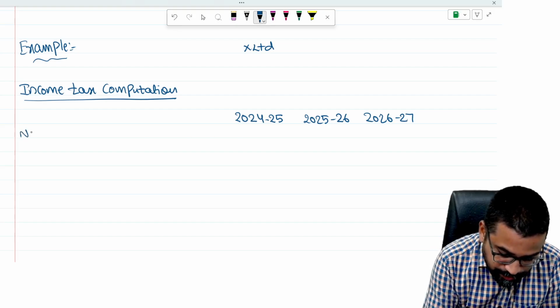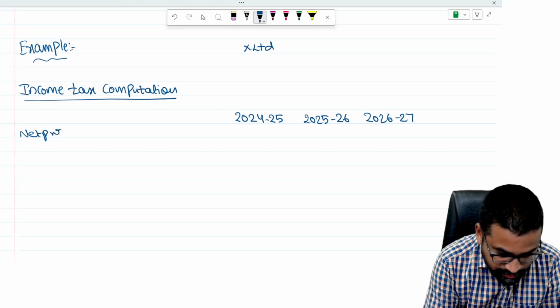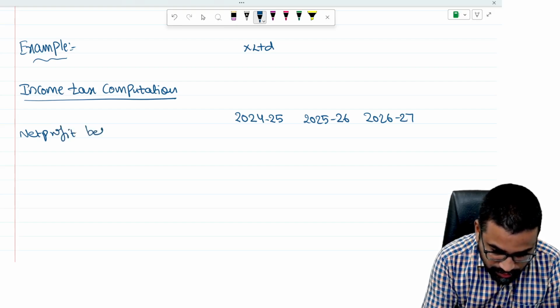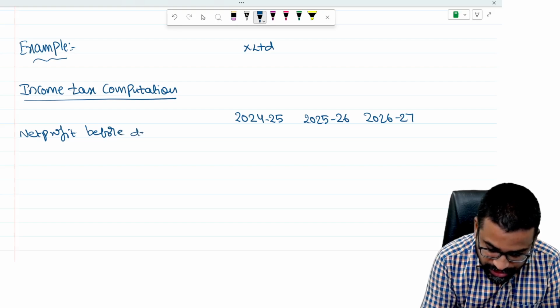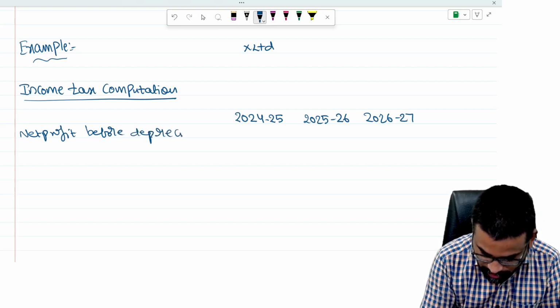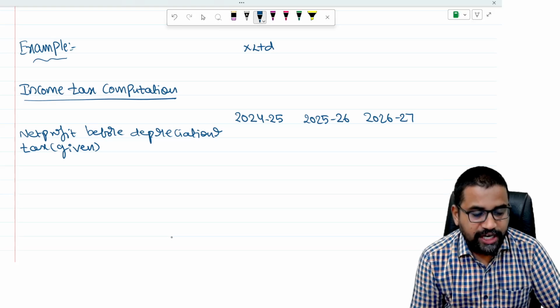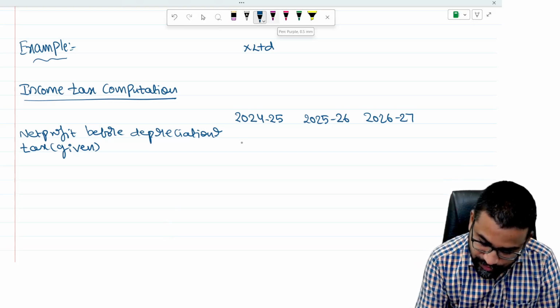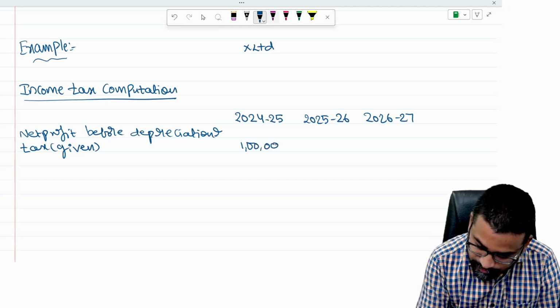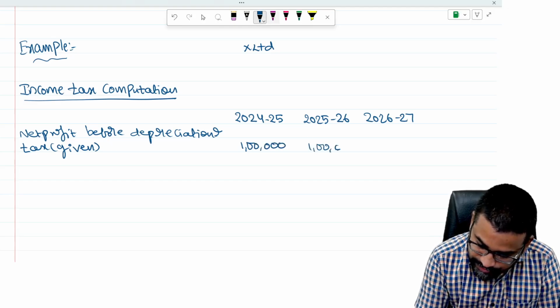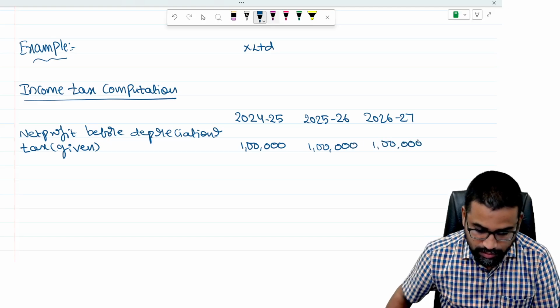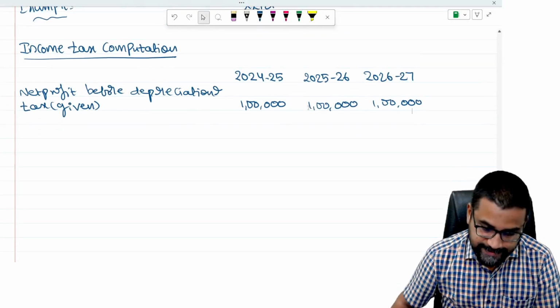And net profit before depreciation and tax given in the question. How much given? Net profit before depreciation and tax, 1 lakh given for all the years. Okay. Net profit before depreciation and tax.